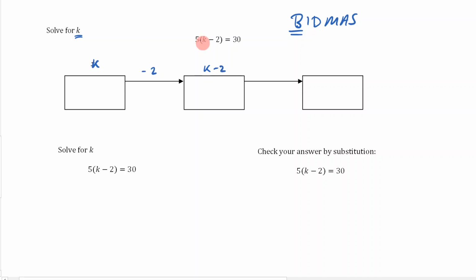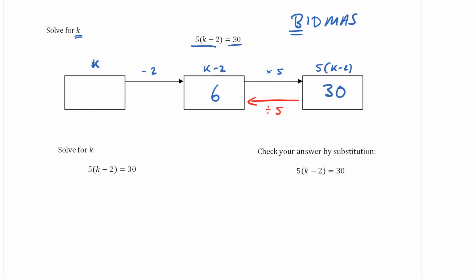And then the next thing that I'm doing is I'm timesing it by 5. And you're timesing the whole thing here by 5. So it's 5 brackets k minus 2, because the whole thing there is being times by 5. Okay, and I know that this is equal to 30. And now I'm going to work backwards. So that means I'm going to do the opposite operations here. So I'm going to divide by 5 instead of timesing by 5. And that's going to leave me with 30 divided by 5 is 6. And then to go backwards again, instead of minusing 2, I plus 2. So that means I'm going to get 8 here.